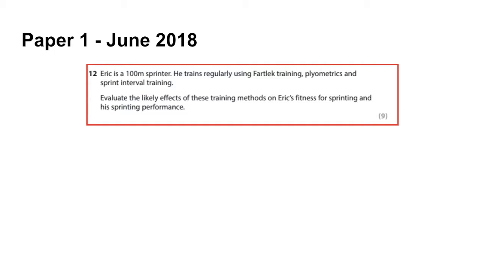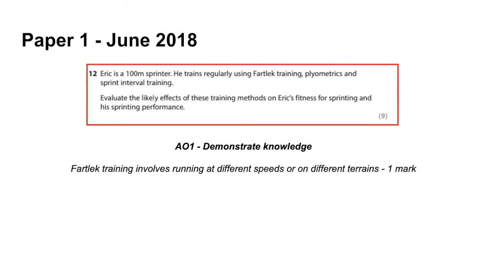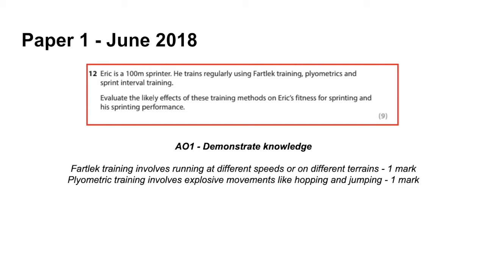Okay, so if we get into how we're answering this question, the first thing we need to do is demonstrate the knowledge. So the way we can do this is if we put something on the lines of fartlek training involves running at different speeds or on different terrains, that's going to pick us up 1 mark. So here we're recalling knowledge, we're demonstrating our knowledge of fartlek training. Plyometric training involves explosive movements like hopping and jumping. So we've recalled knowledge on what the second component of fitness is, and we've come up with that.